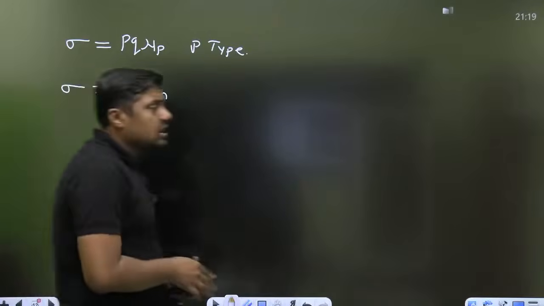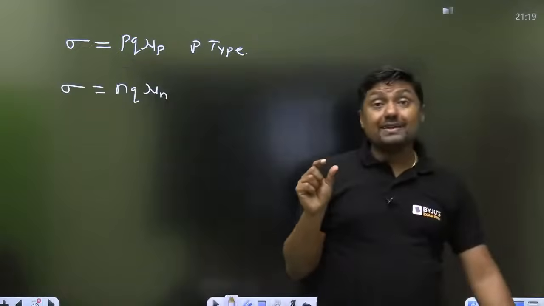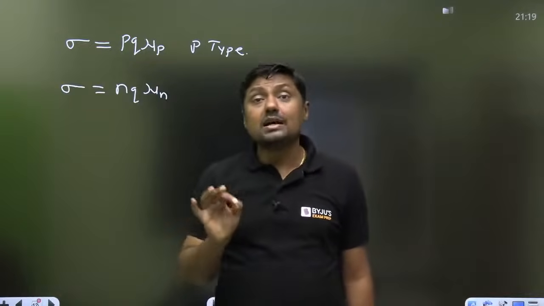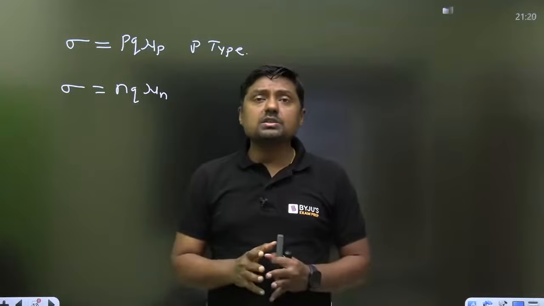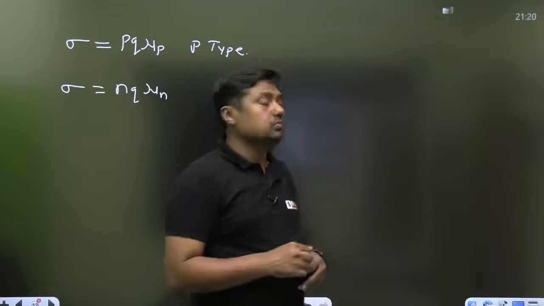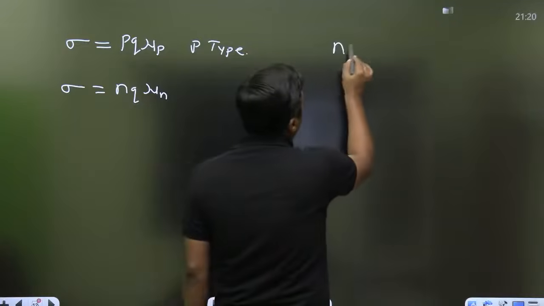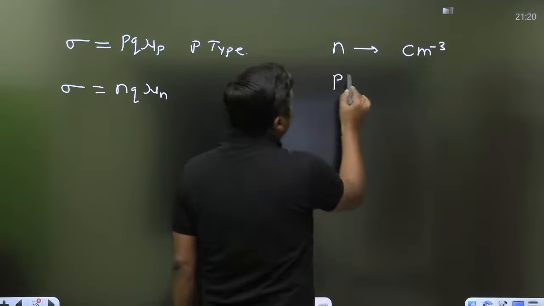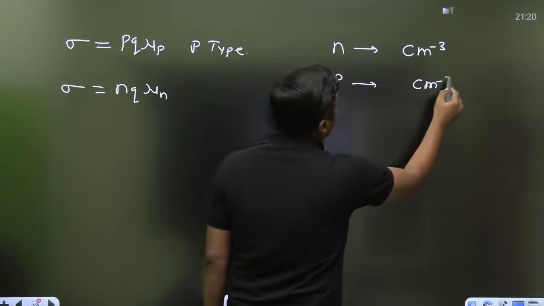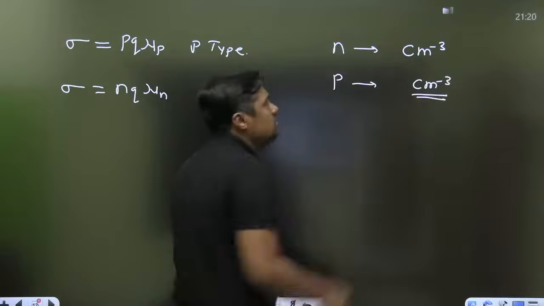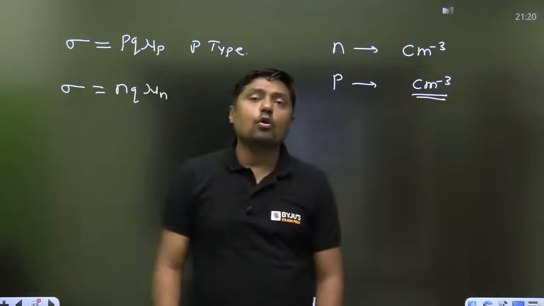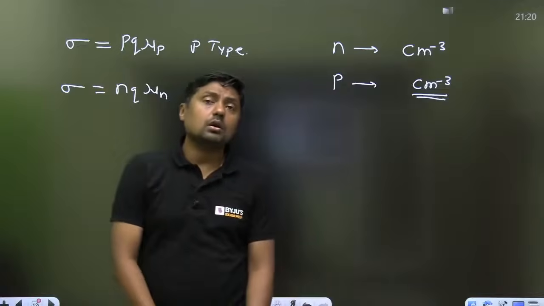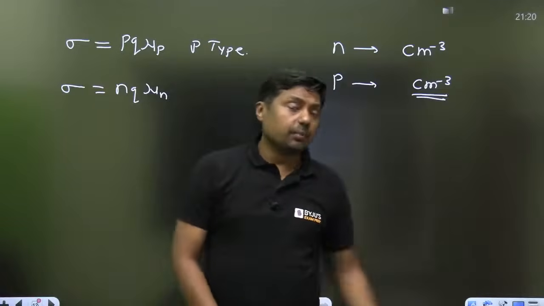So some students are confused with the n. Remember, it is not number, it is the concentration. Concentration means per unit volume. So what is the unit of n? Per centimeter cube. Unit of p per centimeter cube. What is the number of electrons per unit volume, or what is the number of holes per unit volume? That is called concentration.